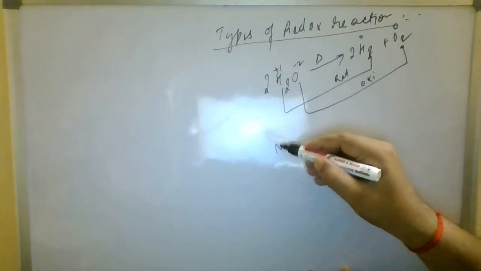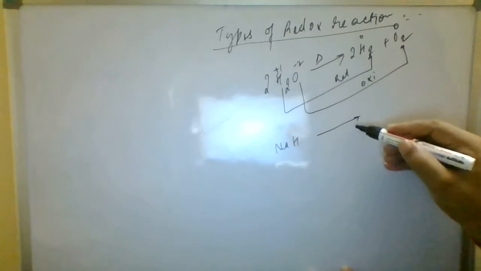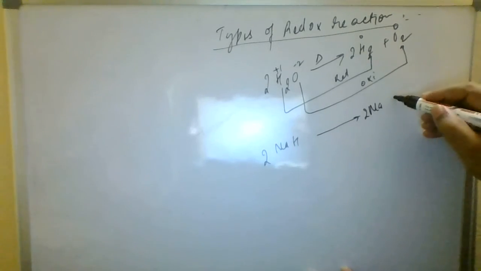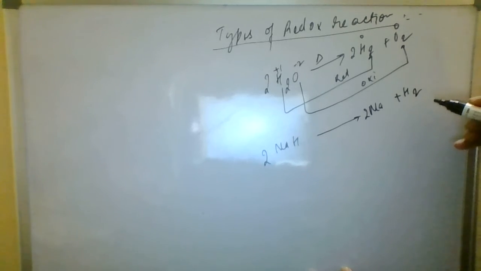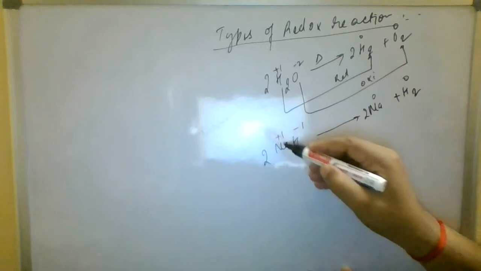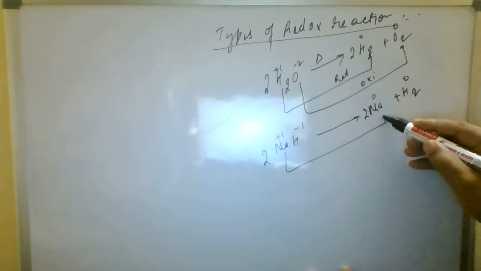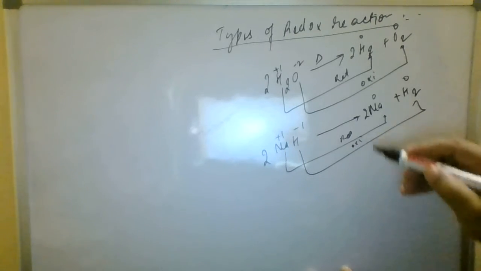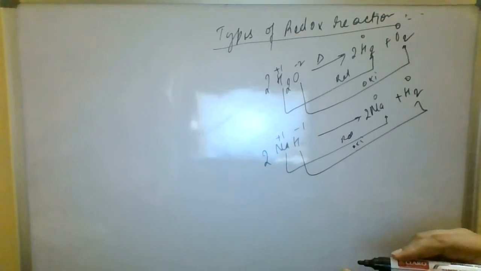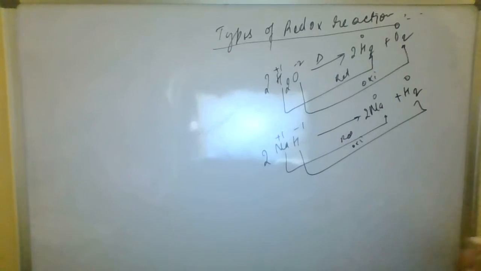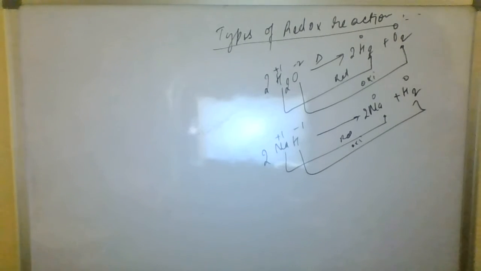Suppose I am having NaH, and if you take two molecules, it will give 2Na plus H2. Now you see here the oxidation states are +1, -1. So +1 to 0, this is the reduction, and -1 to 0, this is the oxidation. Again this is the decomposition of a metal hydride, where we are watching that a change in oxidation number is taking place. So this is also an example of a redox reaction.